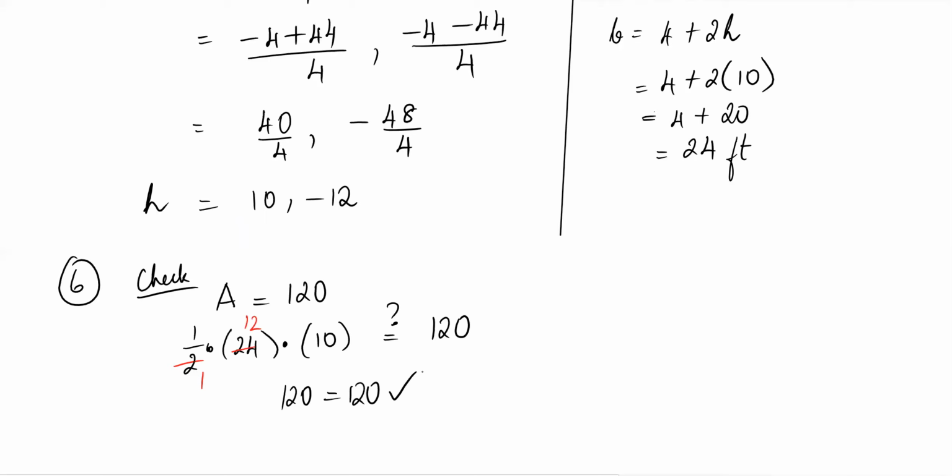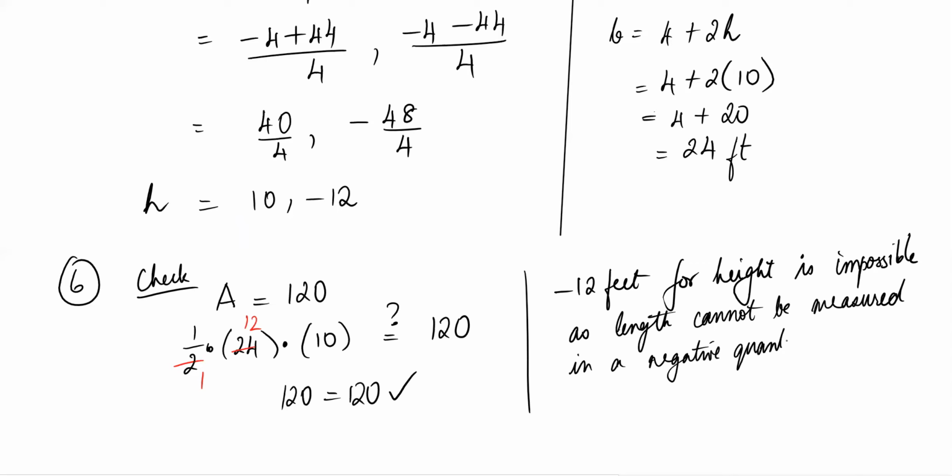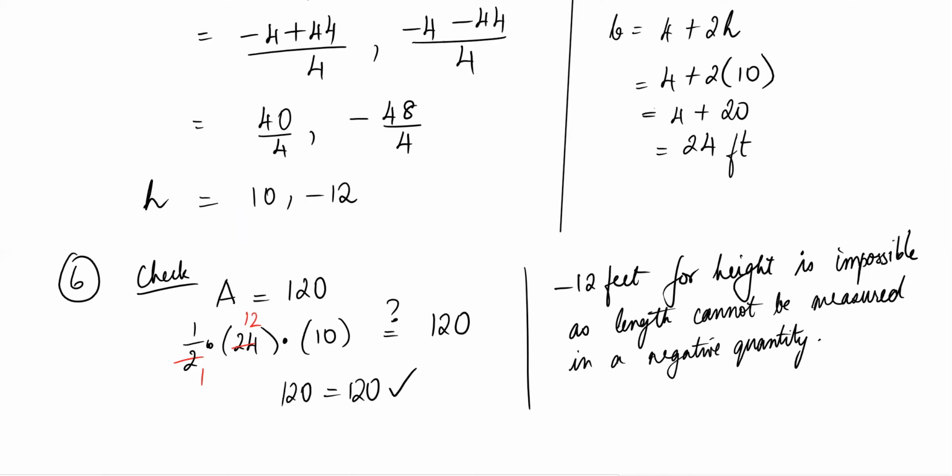Okay. Now we rejected the negative feet, and you want to provide a reasoning for that. Negative 12 feet for height. It's absurd. It's impossible, right? It's impossible as length cannot be measured in a negative quantity. That's the reason why we reject it, because there is a practical reason to go with it.